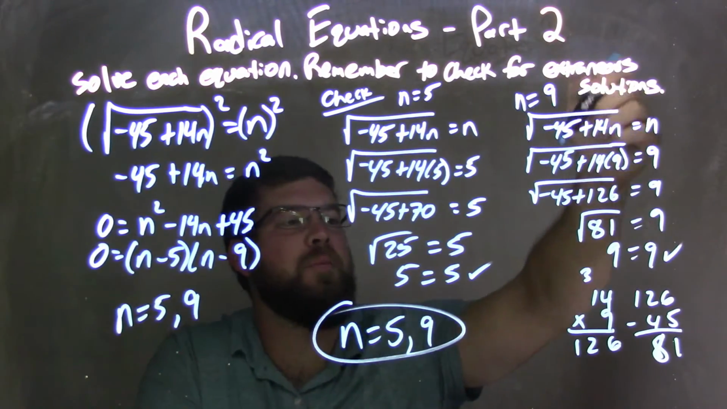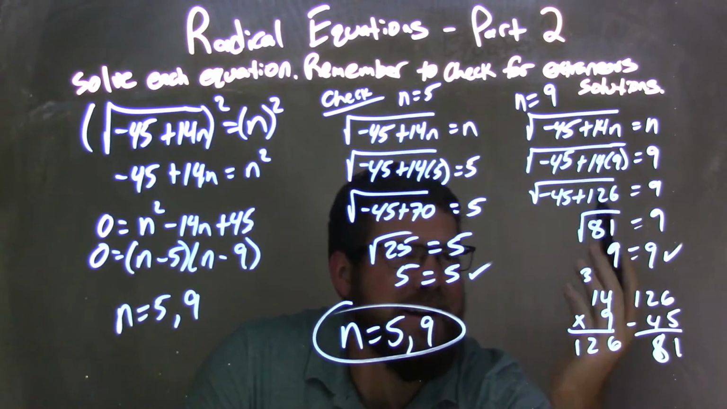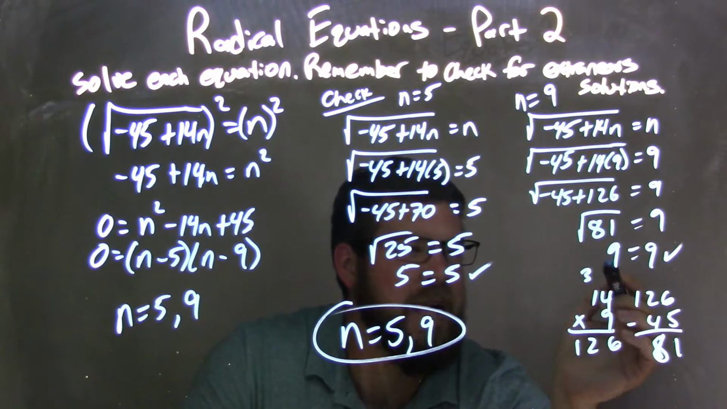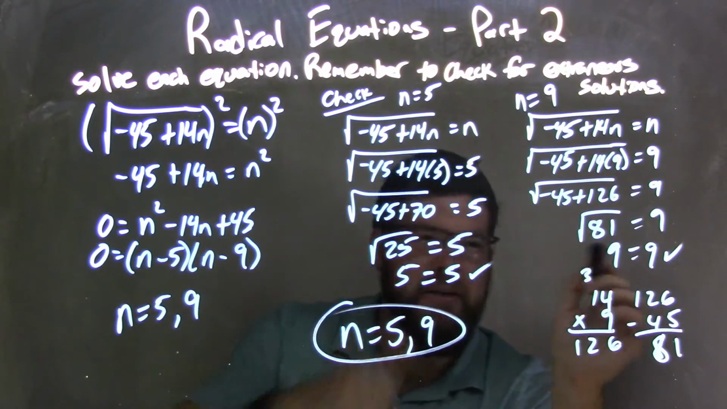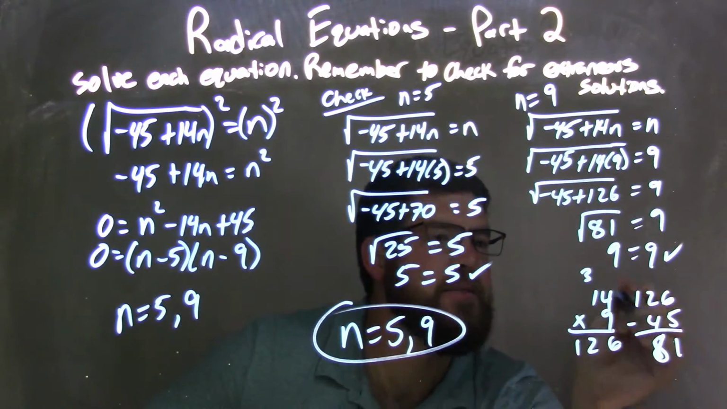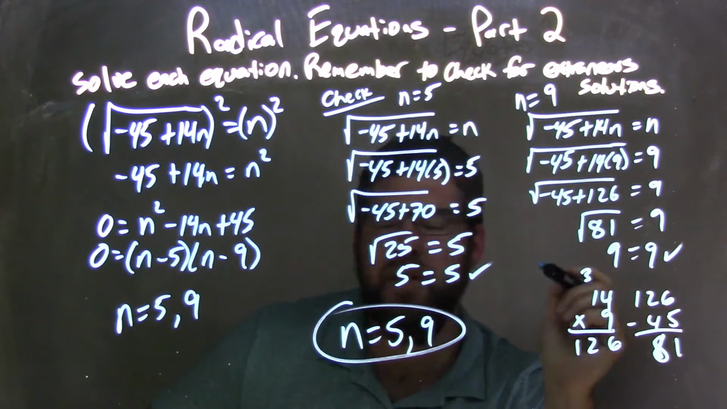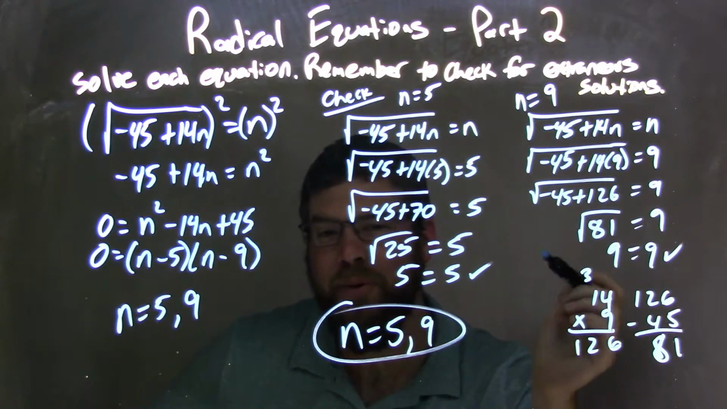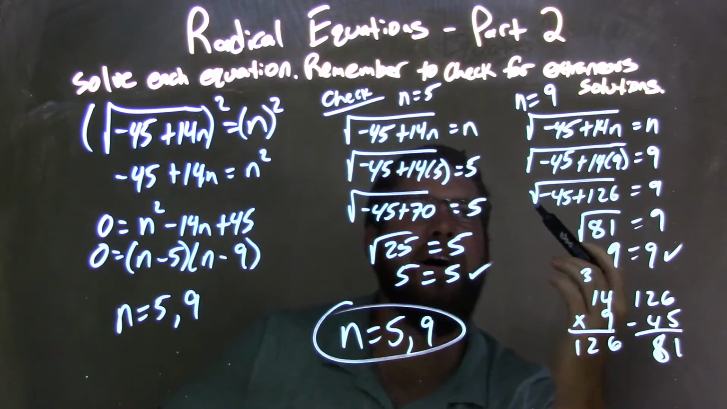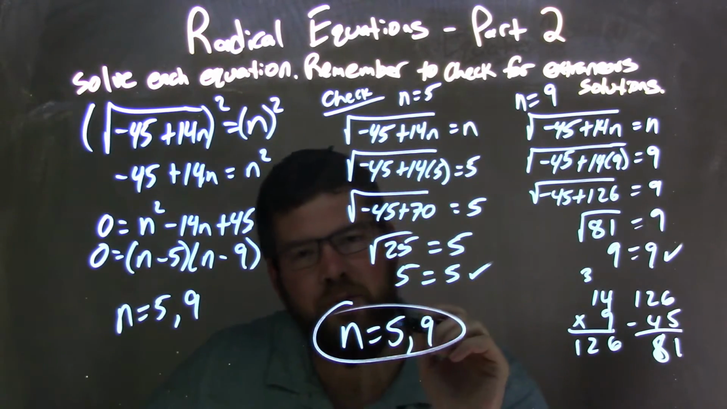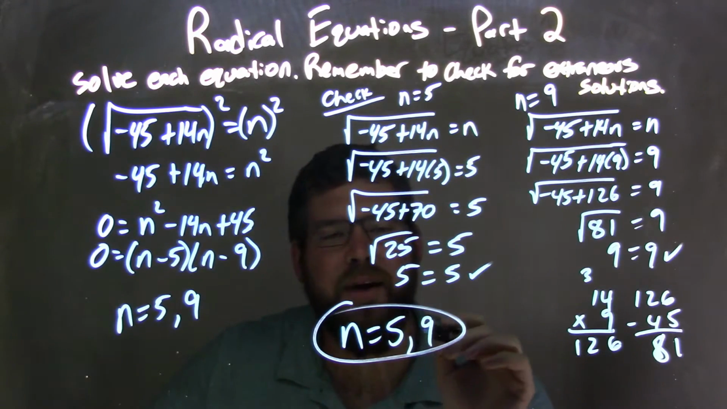With 9, the same thing, confirming, not 89, I was thinking about 89. 81, ended up being square root of 81, which is 9. We substituted. We did some multiplication, subtraction. We got 9 equal to 9. Right, 9 equals 9. The left and right hand side were equal, which is great, which then confirms that we have no extraneous solutions and we have two real solutions, and those two real solutions are n equals 5 and 9.